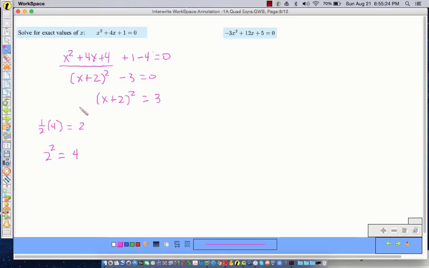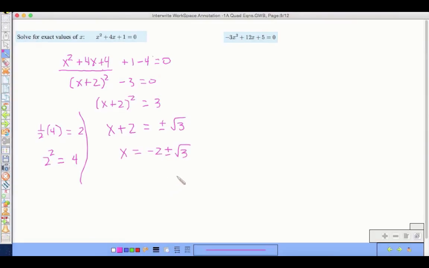And now I can take the square root of both sides and get x plus 2 equals plus or minus root 3. It's not a perfect square. I'm going to leave it like that. And my solution set is as follows. Okay. And so that's going to do it. We'll get to part number 2 here in just a second.